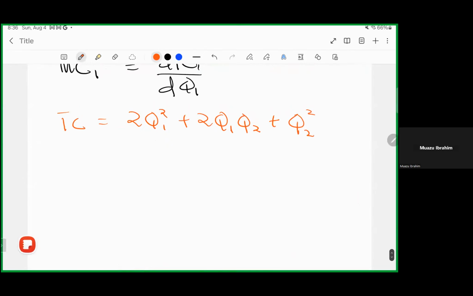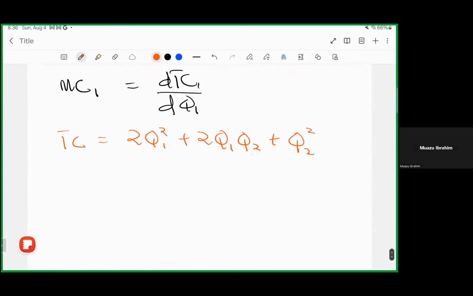So what will be the marginal cost 1? It will be dTC all over dQ1. So it will be 4Q1 plus Q2. Is that not it? Yes, sir. Good. So this is what we have here.